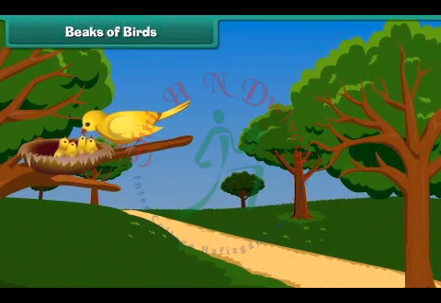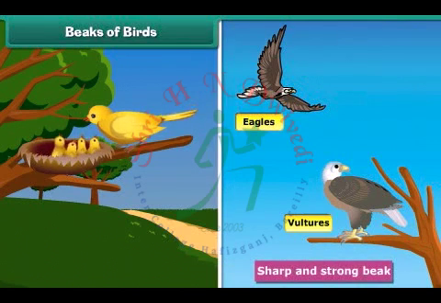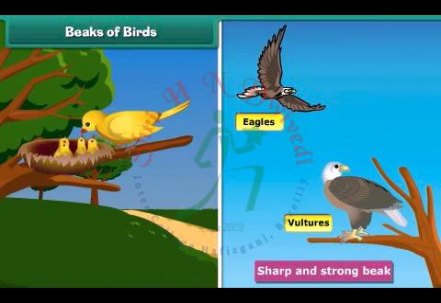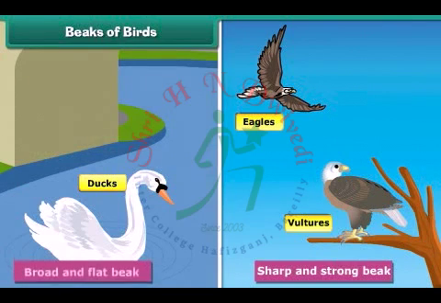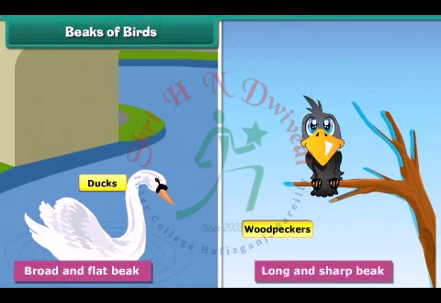Birds eat and feed their young ones with the help of their beak. Beaks are of different types in different birds. For example, vultures and eagles have sharp and strong beaks to eat animal flesh, while ducks have broad, flat beaks to eat plants and insects in the water. Woodpeckers, on the other hand, have long, sharp beaks to take out insects living inside the woods.